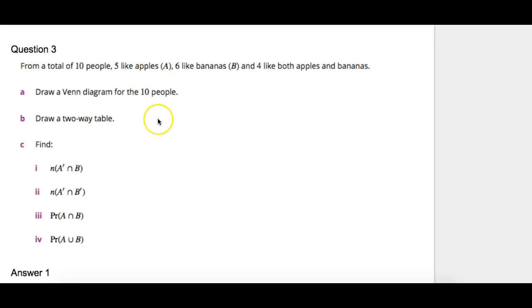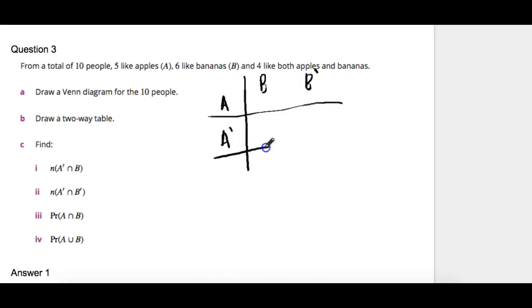Okay, so question 3, from a total of 10 people, 5 like apples, 6 like bananas, and 4 like both apples and bananas. Draw a Venn diagram, draw a two-way table. Okay, so let's quickly do that. So hopefully you're able to do that now. So my two-way table, I'm going to draw a line. Okay, so we've got apples, not apples, bananas, not bananas, line, line, line, line, line, line, line.